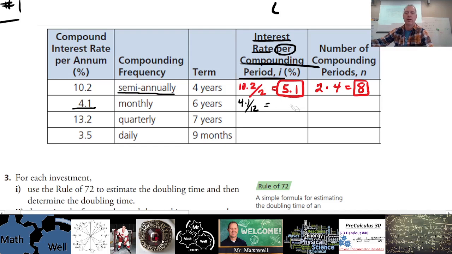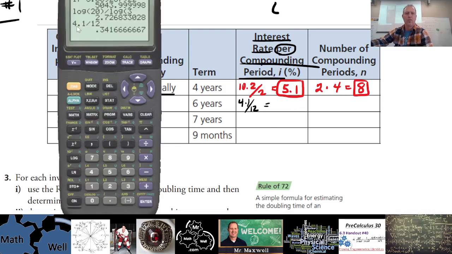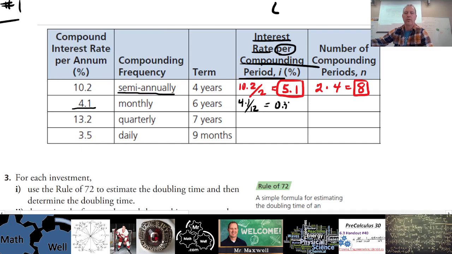0.3%. My bad. Let's go back here. 4.1 divided by 12 is 0.34 because this is percent, so we're not going to change that decimal at all. 0.34%. Two decimal places would be good for this one because we don't have any numbers in front. So 0.34%, that's every month. And then the compounding periods, as I mentioned before, 6 times 12, which is 72. So 6 years times monthly, that's 12 times per year.